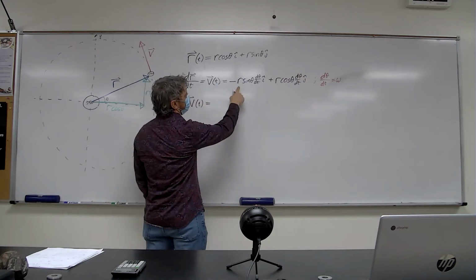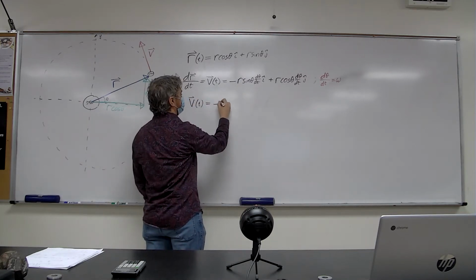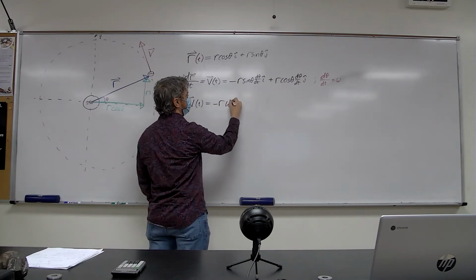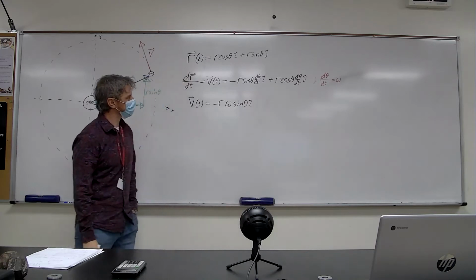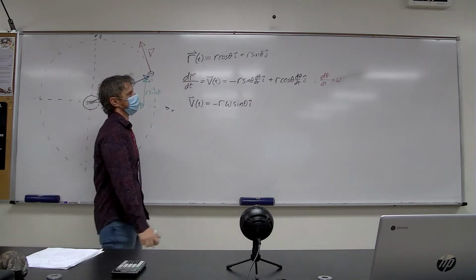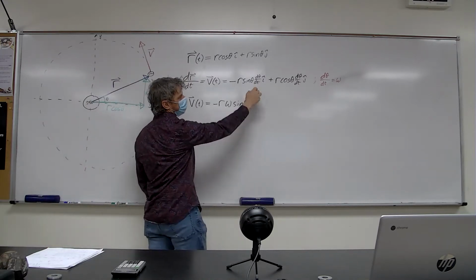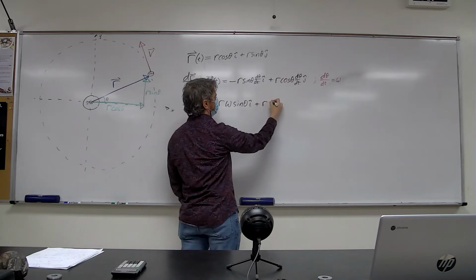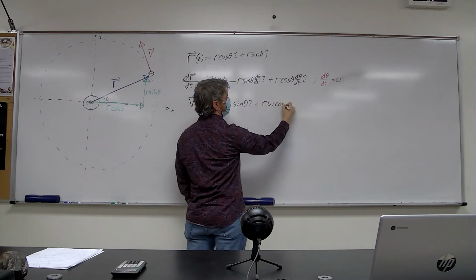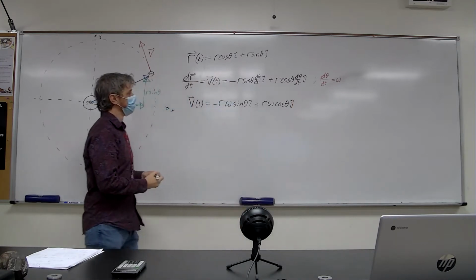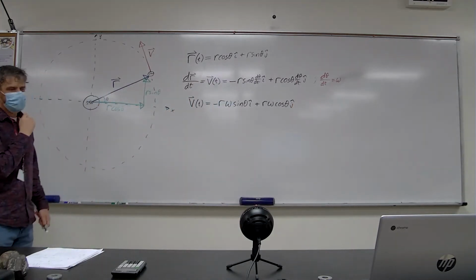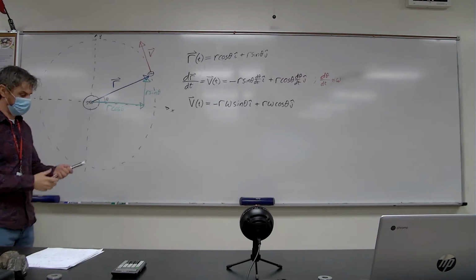I can have negative r omega times the sine of theta times i hat, right? Because d theta dt again is omega. And then plus r omega times the cosine of theta times j hat. You with me? All right.